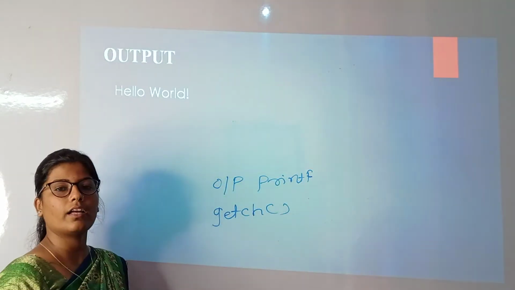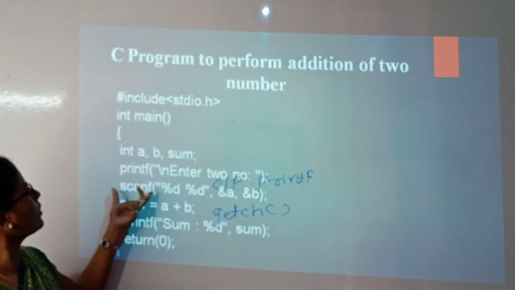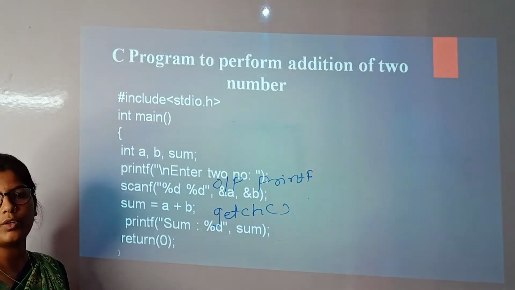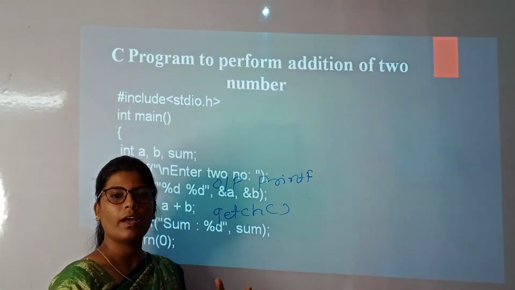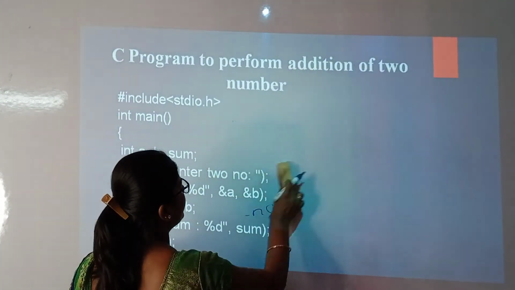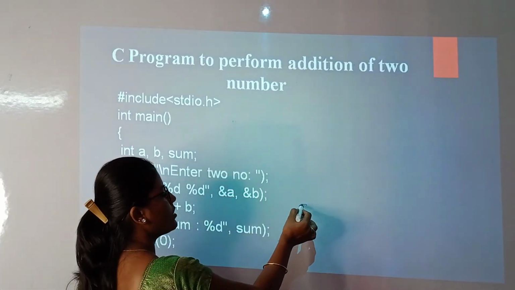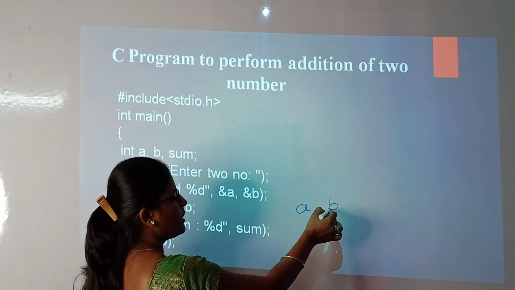Let's see another program. The program is a C program to perform addition of two numbers. For performing addition we require two numbers. The first number is A and the second number is B.